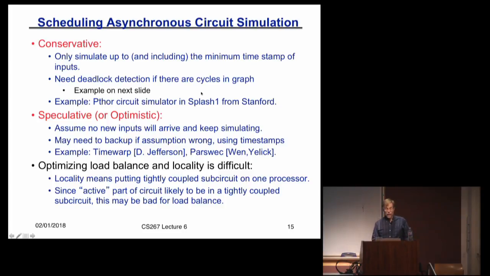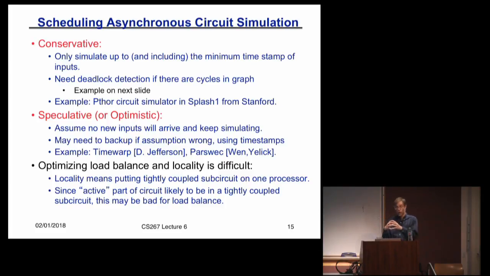And there are examples. There are circuit simulators that do it the conservative way, and there are circuit simulators that do it the other way. There is no one best way of doing it. It depends on your application which one works best. And I should say in all of these things, if you're trying to do both good load balancing and optimize for locality, which has been our goal so far, that's particularly difficult.